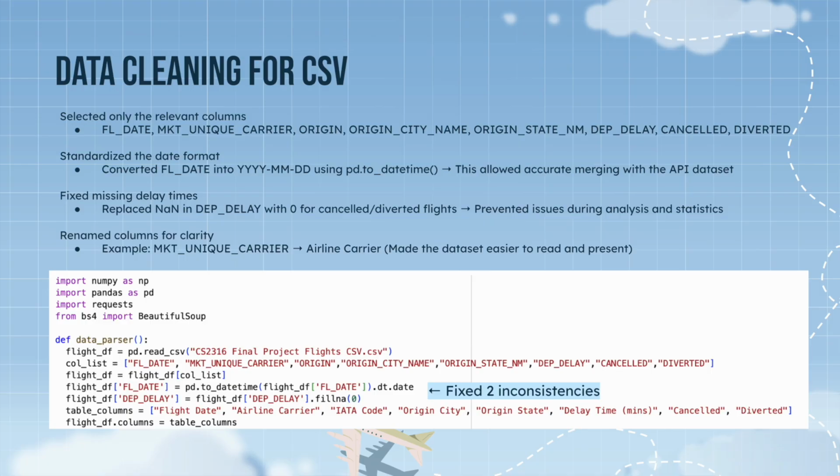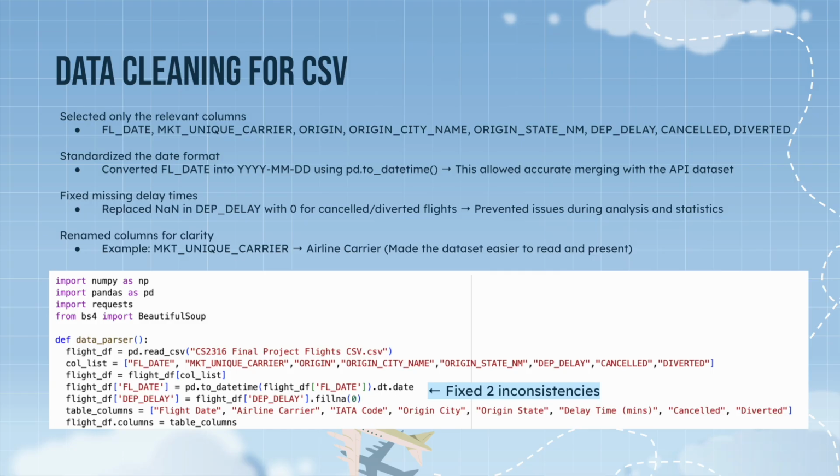For the CSV dataset, we started by selecting only the columns that were relevant to our analysis, things like flight date, airline carrier, origin airport, and delay time. Next, we cleaned the dataset by fixing the 2 inconsistencies I mentioned on the previous slide. Finally, we renamed all columns to clean, readable names like flight date and delay time, making the dataset much easier to interpret and present.